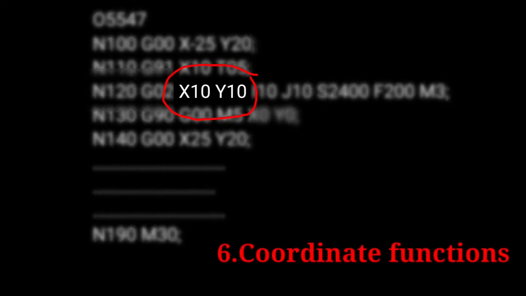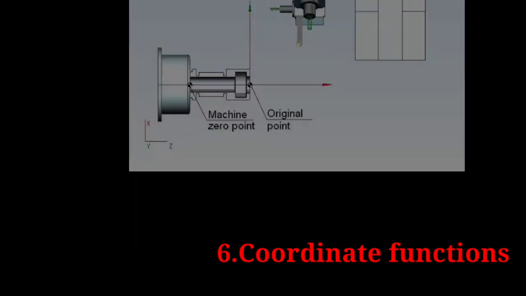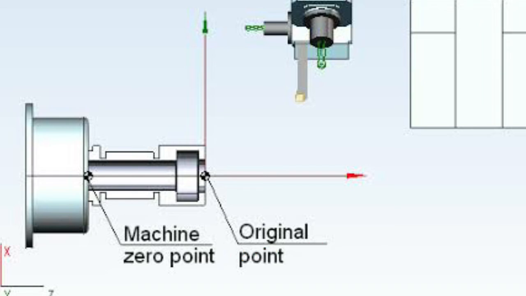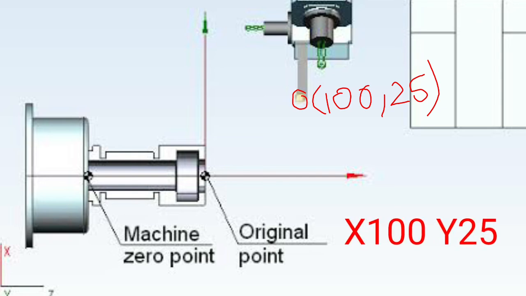There are coordinate functions which designate the position of the tool. In a 2-axis system, only 2 of the words would be used. For example, tool tip coordinates 100, 25 are represented as X100, Y25.